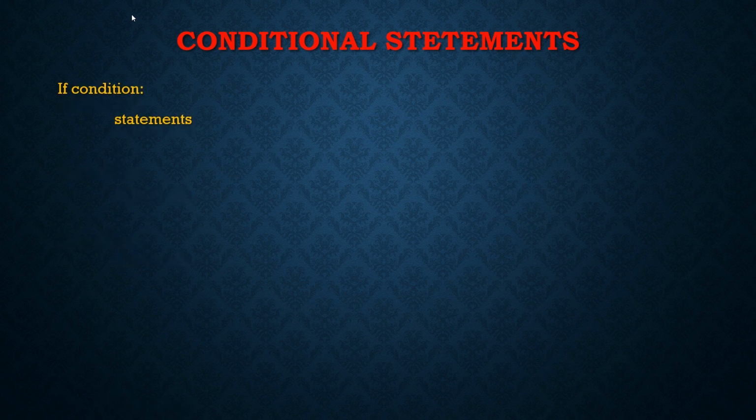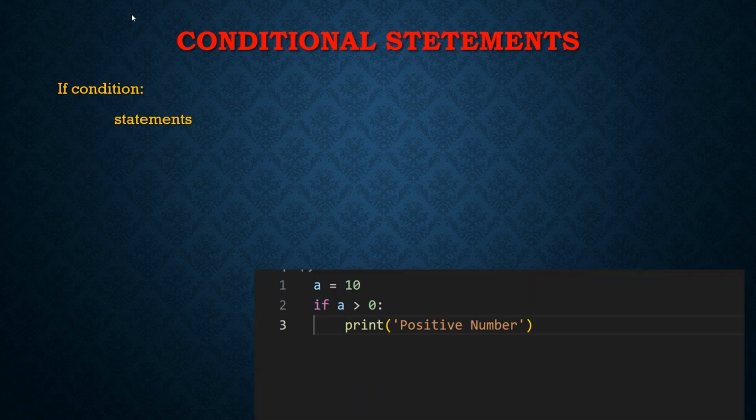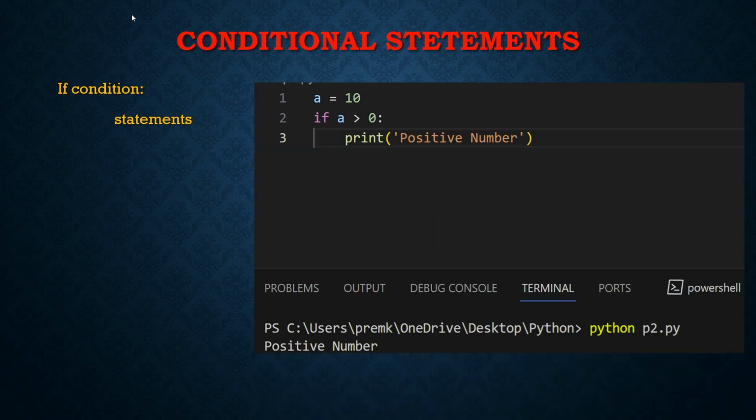The if statement is used to test a single condition. If the if condition is true, the code inside the if block will execute, else it will skip the block. For a simple example, let me take a equals to 10. I'm declaring a variable a with an integer 10. Then our condition is if a is greater than 0. If our if condition is satisfied, then it will go to the if block. Then if a is greater than 0, I have to print positive number.